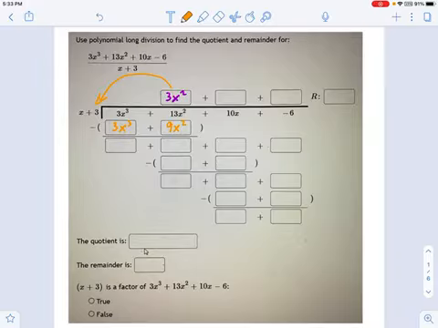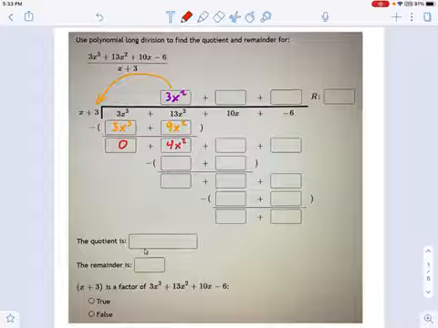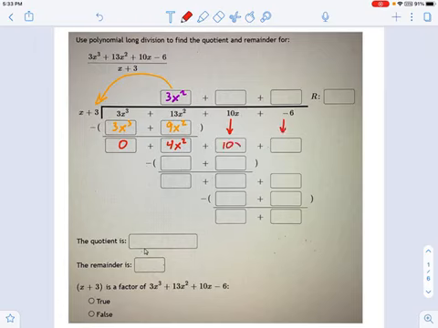Your next step at this point is to subtract what I just wrote in orange from what's directly above it. So let's see what we get. 3x cubed minus 3x cubed is 0. 13x squared minus 9x squared is 4x squared. And now you carry down what's above, so that's going to be 10x and negative 6.